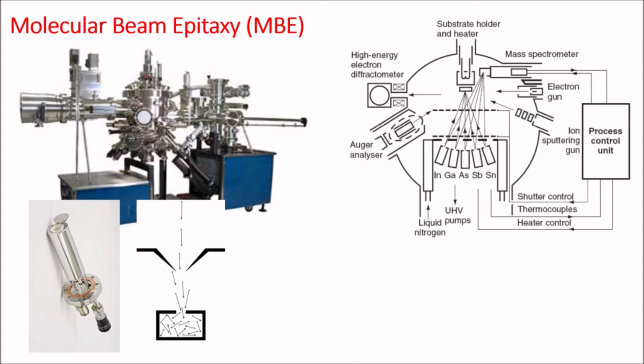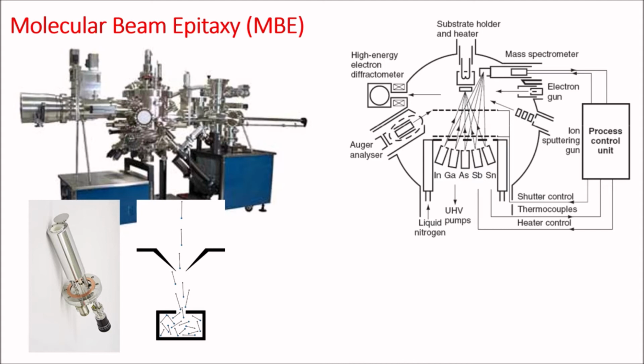For example, opening the gallium and arsenic cell shutters results in the growth of gallium arsenide. Opening the indium cell now results in the growth of indium gallium arsenide. The composition of the resulting film can easily be controlled by controlling the temperature of the effusion cell.